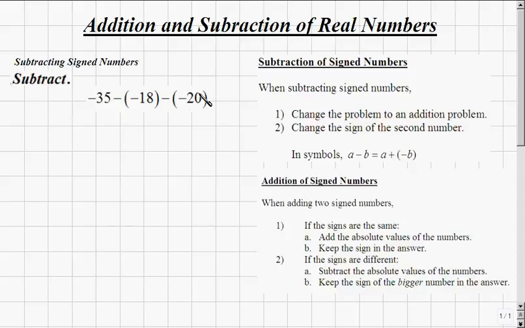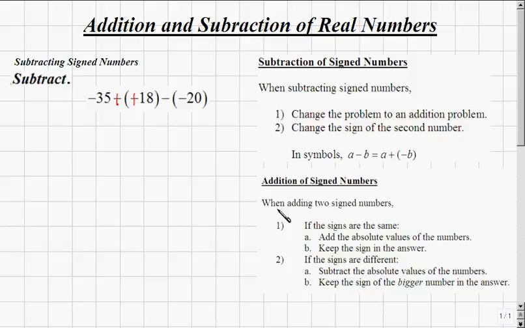For every subtraction problem, we'll use the subtraction of signed numbers property, which says when subtracting signed numbers, change the problem to an addition problem and change the sign of the second number. So for example, in subtracting negative 35 minus a negative 18, we'll change this to adding a negative, or adding a positive now, 18. So we now have negative 35 plus 18.